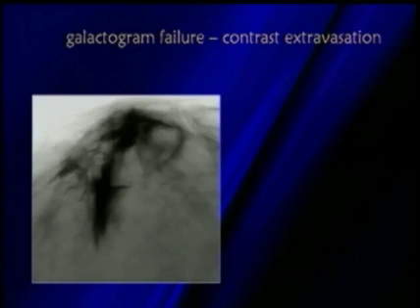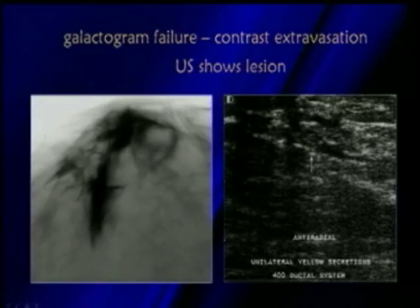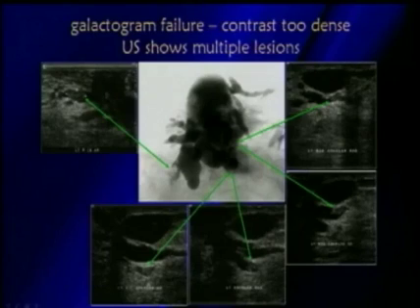So here's an example of when a galactogram had failure. You can see that there is extravasation of the contrast within this duct, so we went ahead and did ultrasound. Patient had presented with bloody nipple discharge, and what we can see is a little bit of ductal ectasia here and this intraductal papillary lesion. So ultrasound was able to definitely give us the answer that we needed in evaluating this patient with nipple discharge.